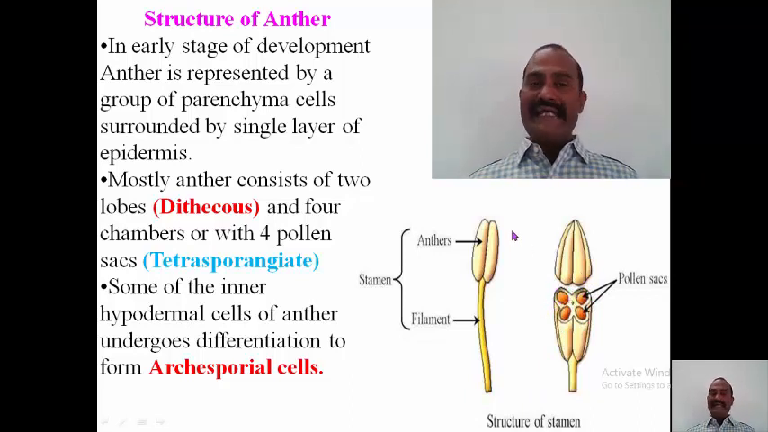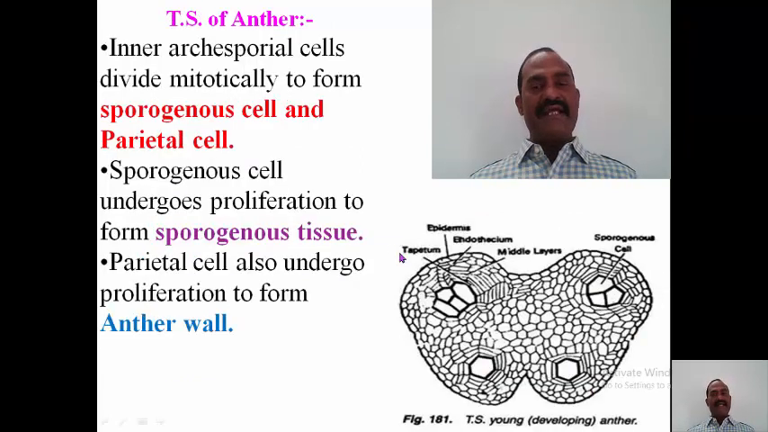Some of the inner hypodermal cells of these tissues get differentiated to form highly specialized cells called archesporial cells. Here you can see the epidermal layer, and beneath it the specialized cells called archesporial cells. Some of these archesporial cells undergo mitotic divisions to form sporogenous cells and parietal cells. These sporogenous cells and parietal cells are the primary requisite for the development of microspores, the pollen grains.